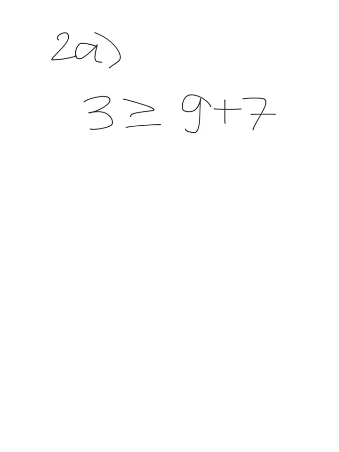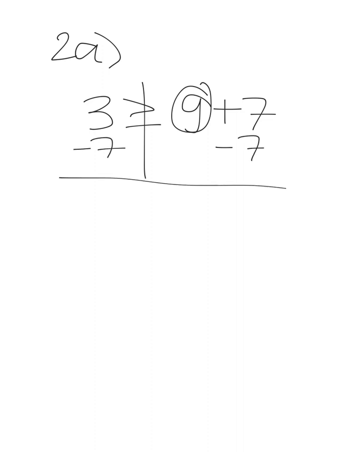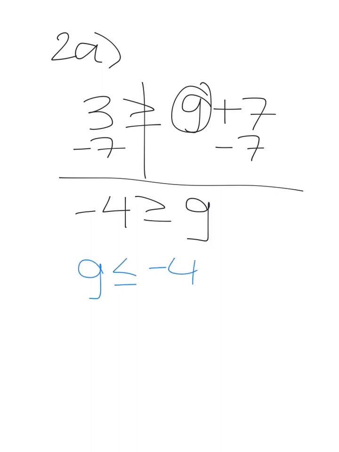2A says 3 is greater than or equal to g plus 7. Circle my g, can't touch it. What can I touch? Opposite of plus 7 is minus 7. 3 minus 7 is negative 4. Negative 4 is greater than or equal to g. If negative 4 is bigger than g, then that means that g is less than negative 4.